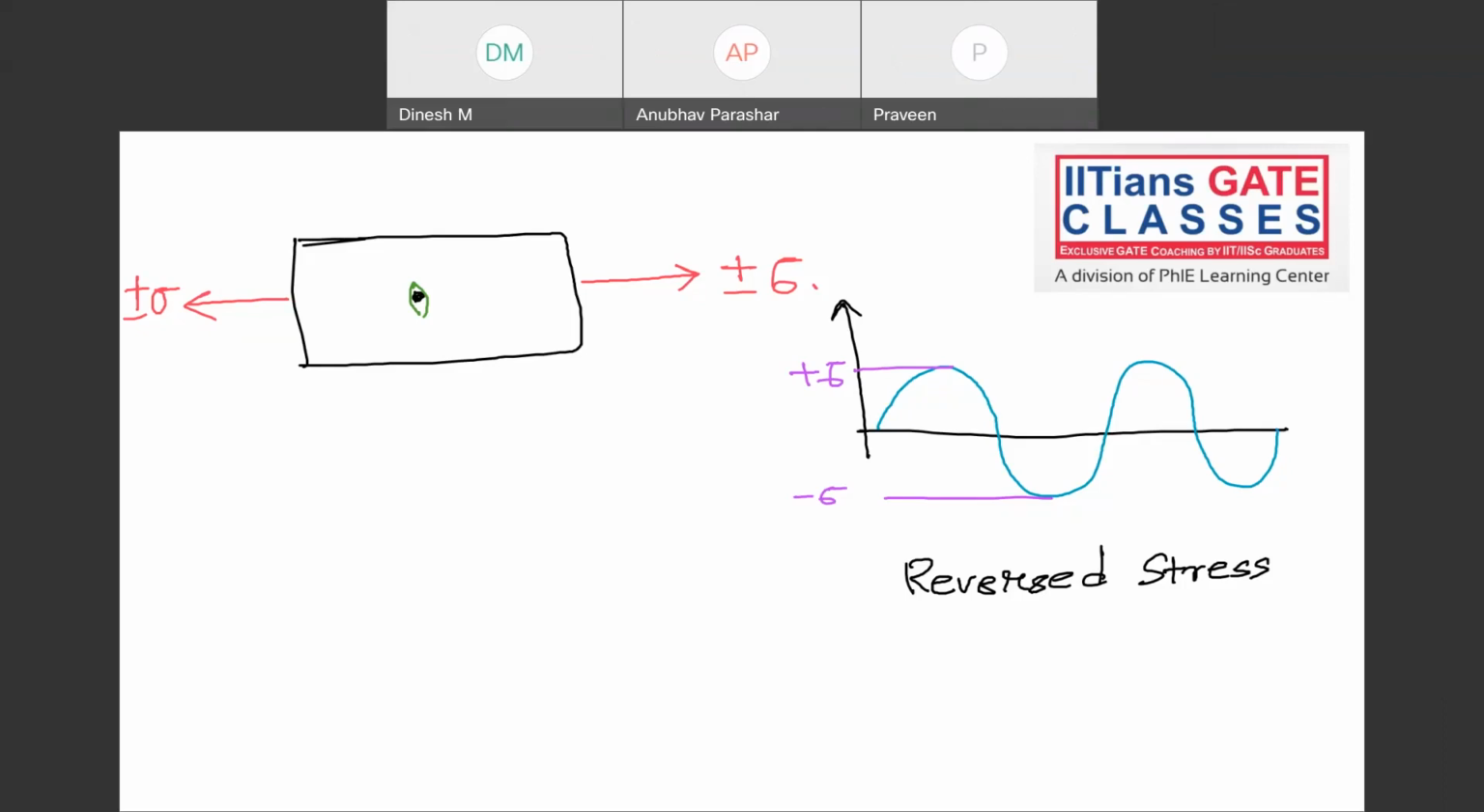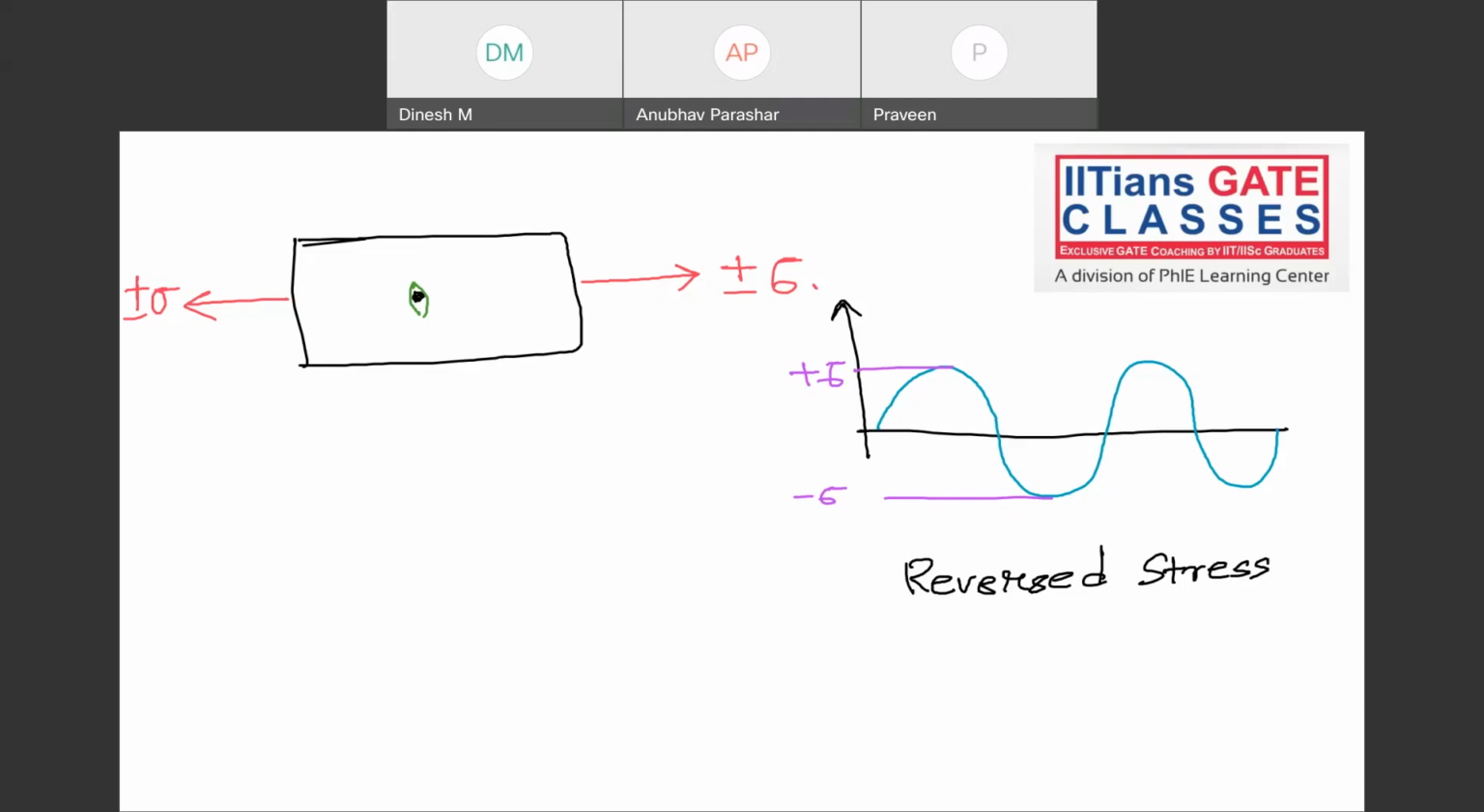Praveen, can you see the screen? Praveen, are you there? Can you see the screen? Others can see the screen. So it might be some connection problem with Naveen. So he can rejoin and I think it will be clear to him, right? So Praveen, have you revised the earlier classes?